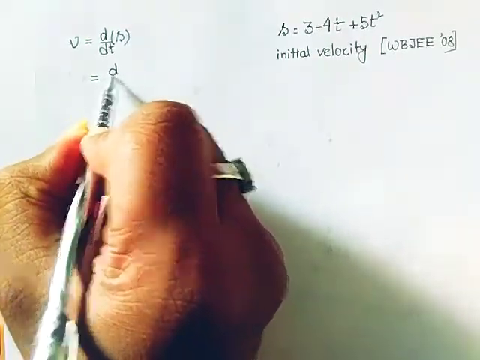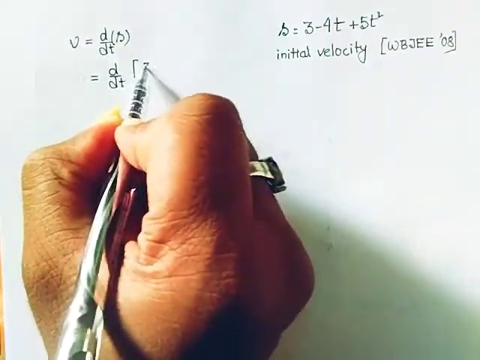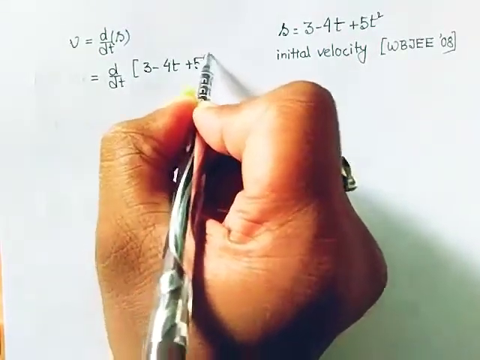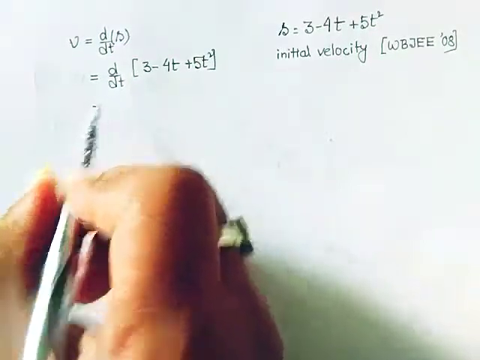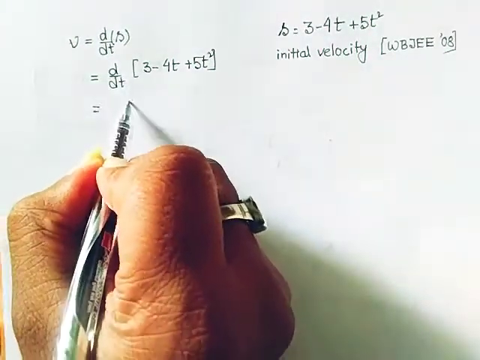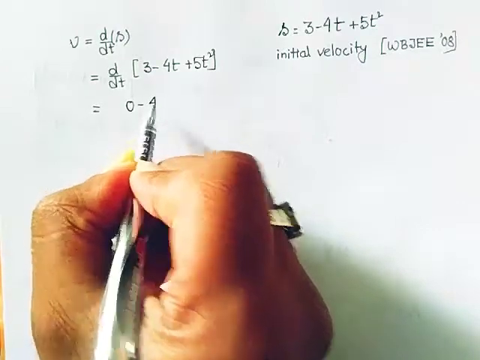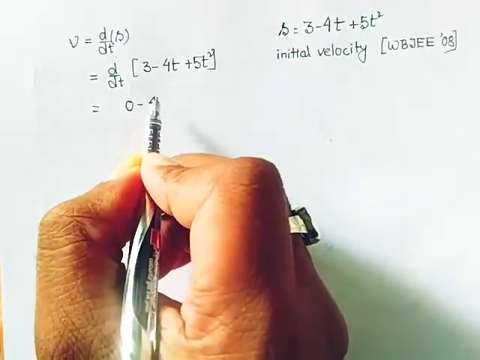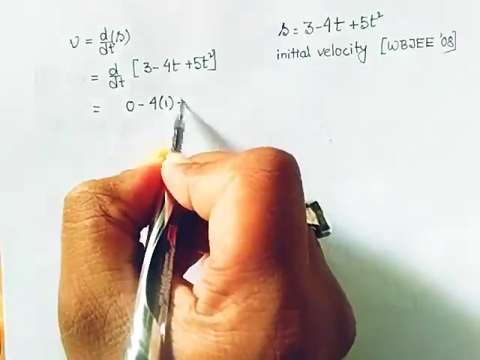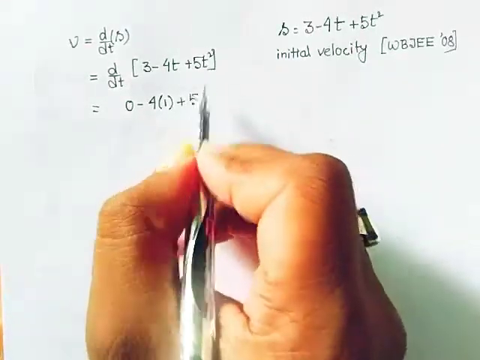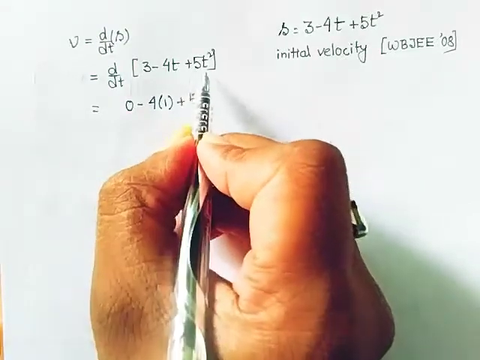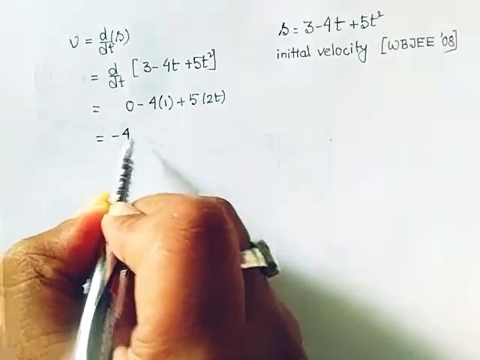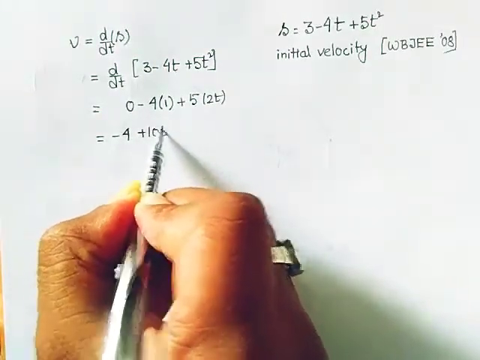So it will be d/dt of 3 minus 4t plus 5t square. So the differentiation of 3 will be 0, 4 is constant, so it can be taken outside, the derivative of t is 1, and 5 will be constant, it can be taken outside, and the derivative of t square is 2t, so it will become minus 4 plus 10t.